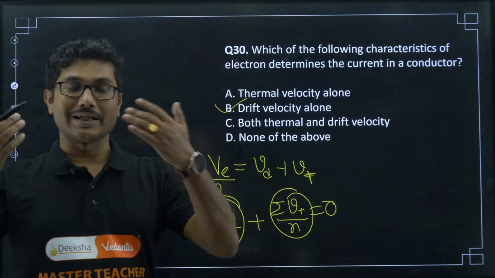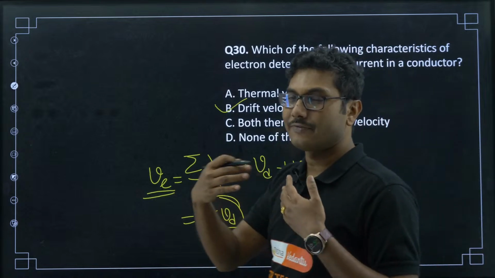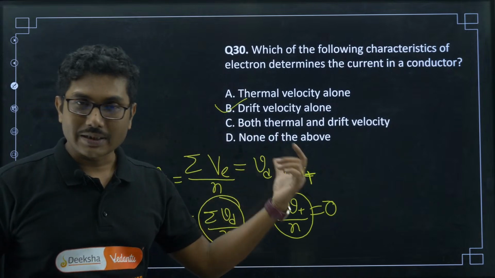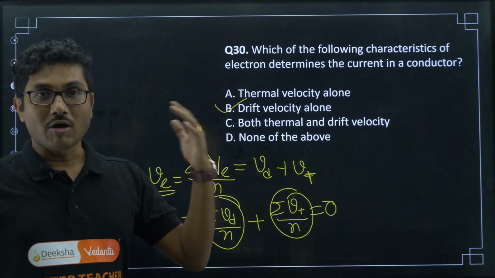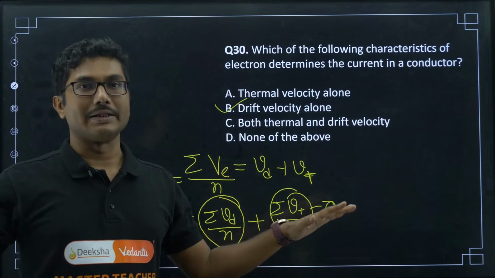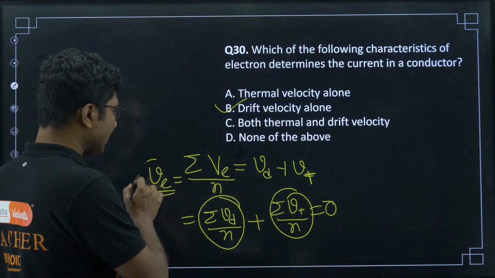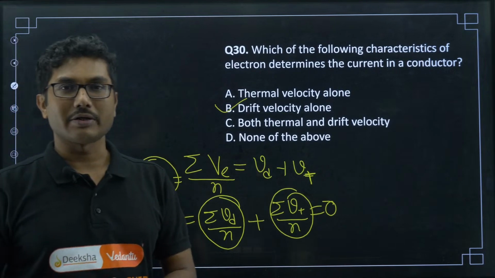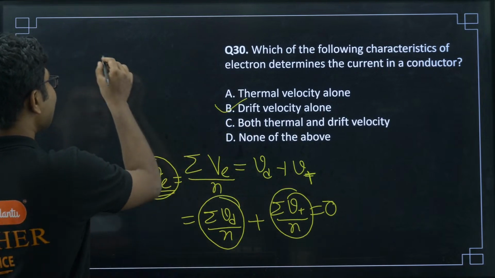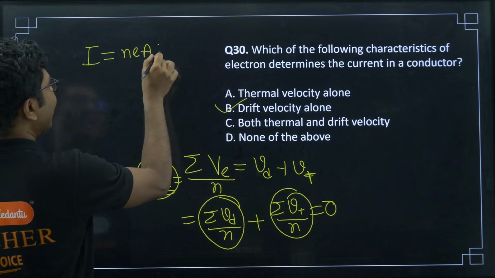So current in the circuit depends only on drift velocity. Instantaneous velocity of electron depends on both drift velocity as well as thermal velocity, but in the long term, when you are taking the average velocity, the thermal term will cancel each other. So when you are considering the velocity of the electron, that means only the average drift velocity. That is why when we consider the expression for current, we only see nEAVd.